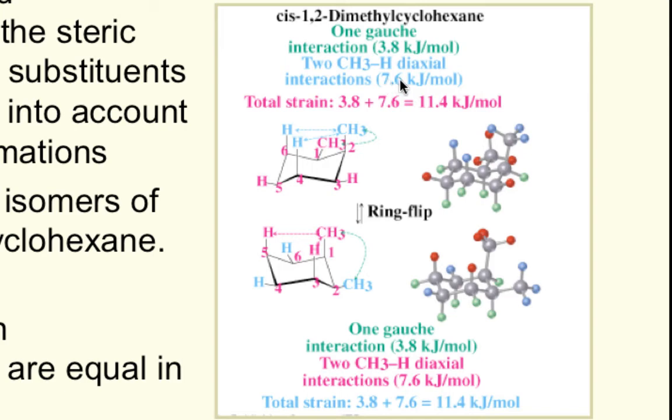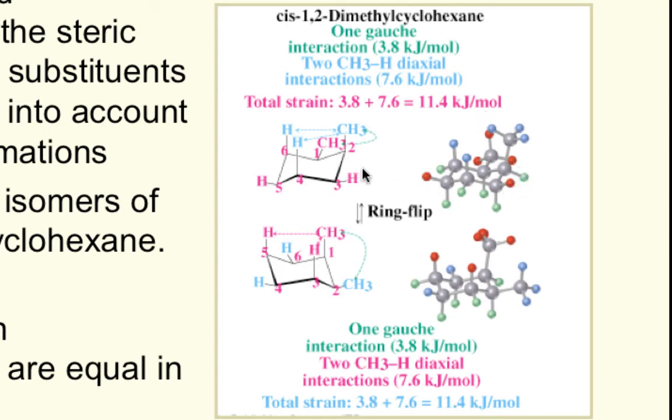So that would cost 7.6 kilojoules per mole. Well, if you wanted to know what one CH3 to hydrogen interaction is, you just take 7.6 and divide it by 2. We have two of them. We also have the situation that we have a gauche conformation. Remember the Newman projection where we saw gauche and anti? Well, we have a gauche happening, and that costs 3.8 kilojoules per mole. And I didn't mention here, but one of the CH3 is in the equatorial at this stage. The total strain is 11.4 kilojoules per mole.